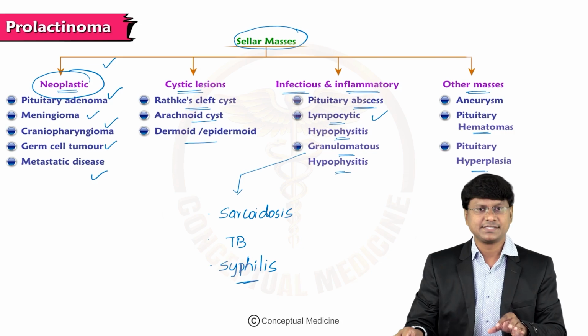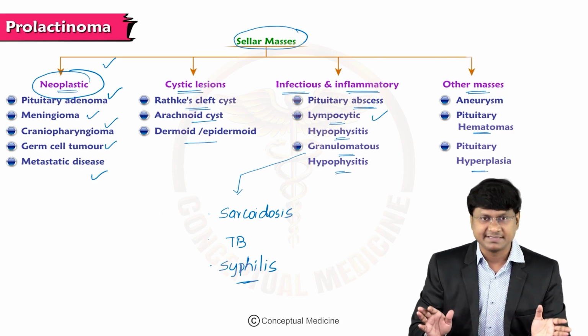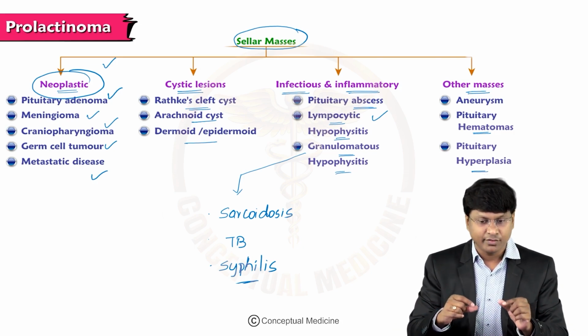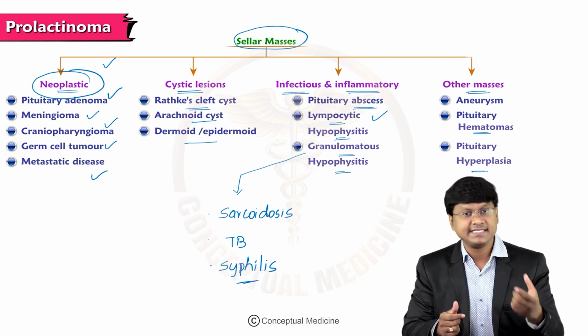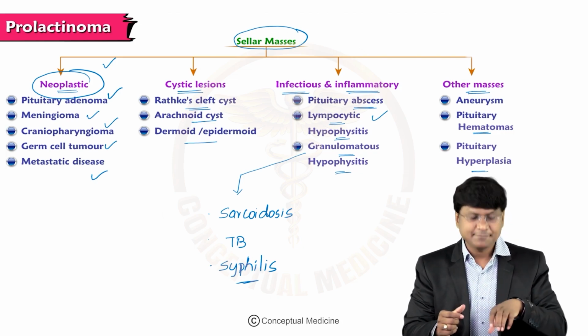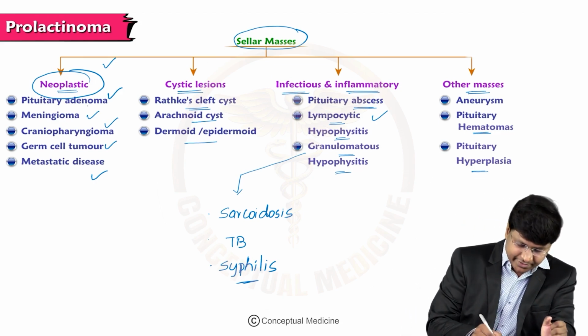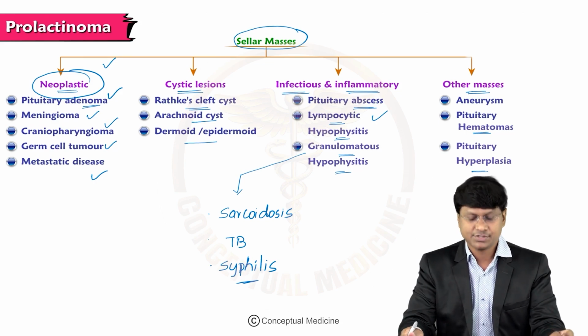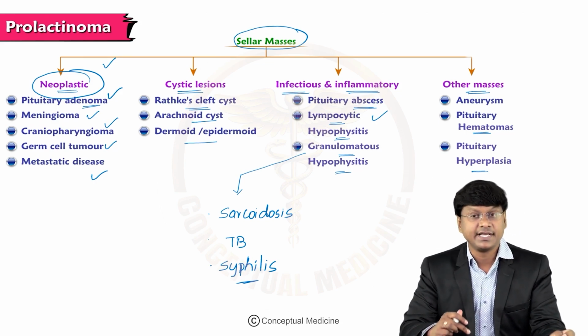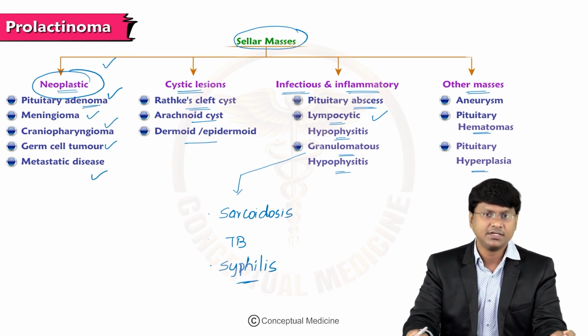So these cellular masses, they may remain asymptomatic and they are found incidentally, like they are called as incidentalomas. Or these particular cellular masses can cause hormonal imbalance. Like you take the pituitary adenoma, it can cause hormonal imbalance. Or these particular cellular masses can cause the neurological symptoms as well. Now what are those?